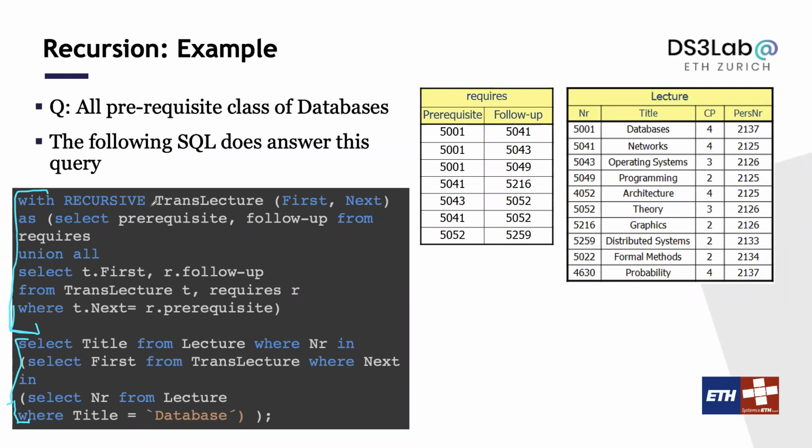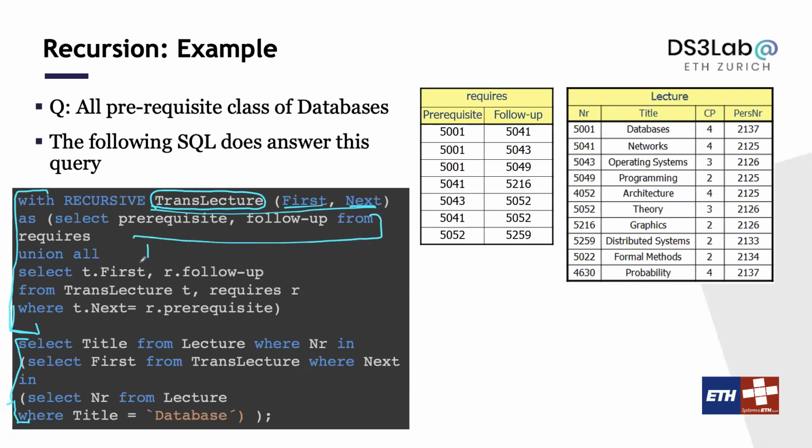In the first component, it defines a relation here called translecture. You have two attributes, first and next. This is actually one relation. And then this is your query. This is your base query.